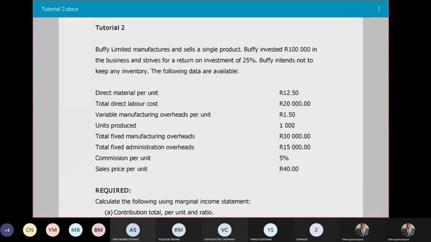Direct material per unit is 12.50. Total direct labor cost, you're given 20,000. Variable manufacturing overheads per unit, 150. Units produced is 1,000 units. Total fixed manufacturing overheads 30,000. Total fixed admin overheads 15,000. Commission per unit is 5%. Sales price per unit, you're given 40 rands.